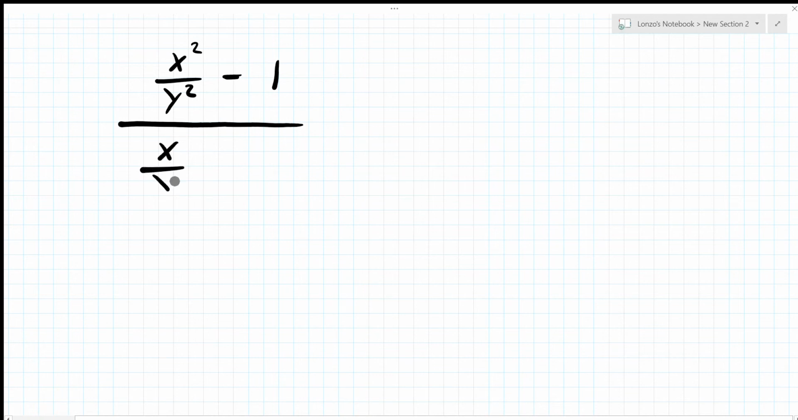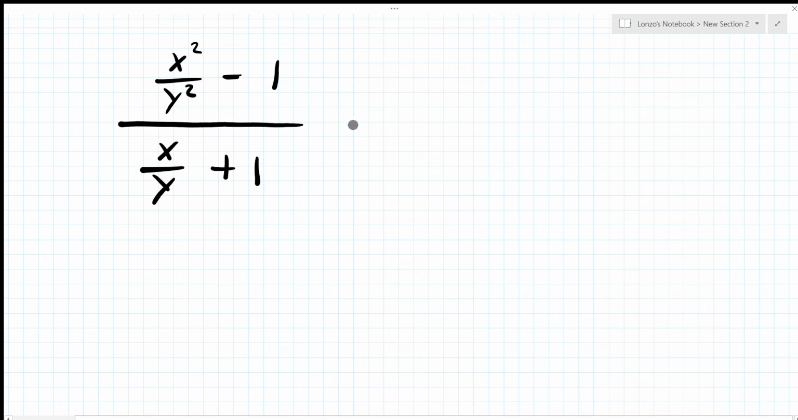So this is my last problem. So let's say you have x squared over y squared minus 1, divided by x over y plus 1.